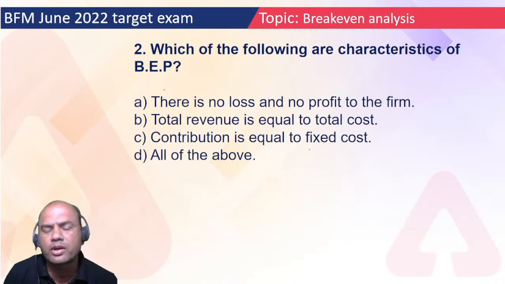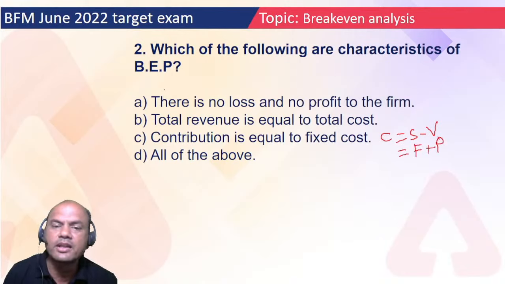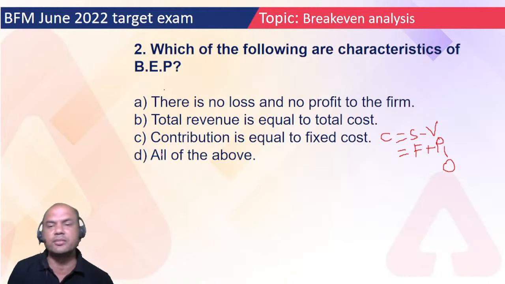So what is the formula for contribution? Contribution means C equals S minus V, or the second formula is F plus P, fixed cost plus profit. So in BEP, do we have profits over here? BEP means no profit, no loss, so profit equals 0. So contribution equals F. So what is the answer? A, B, C or D? Yes, correct. D. Everyone is answering correctly. D, because all these three things mean one and the same.